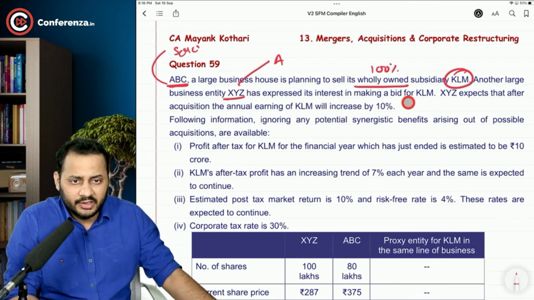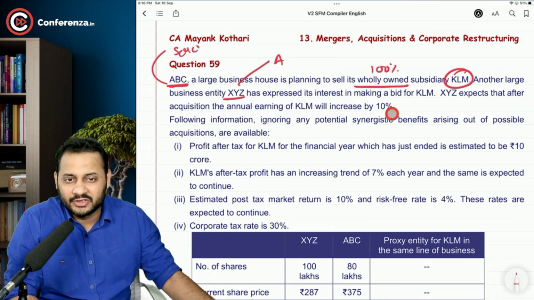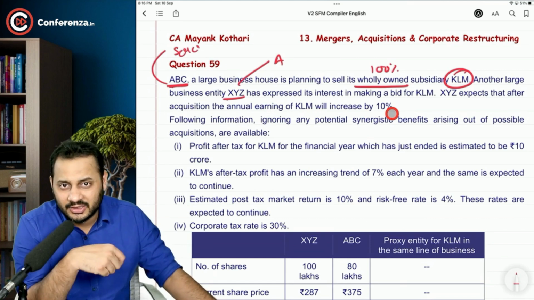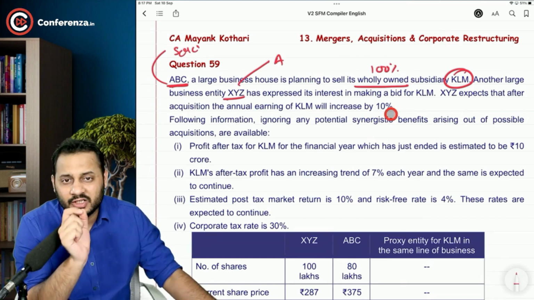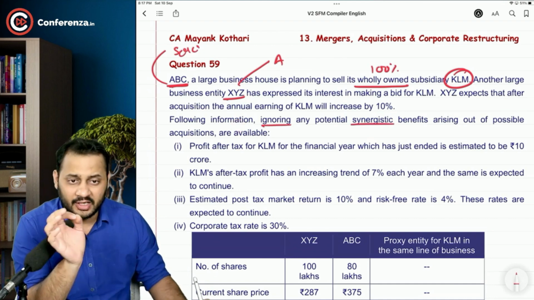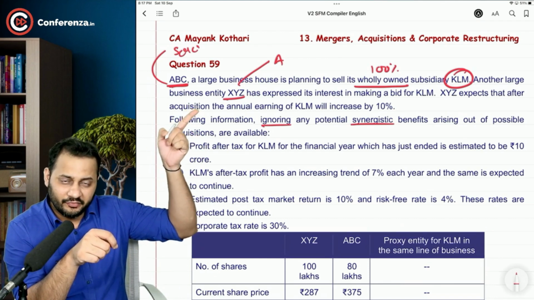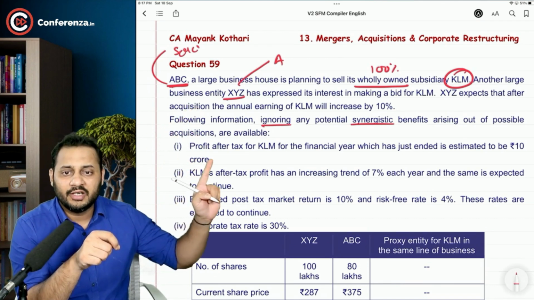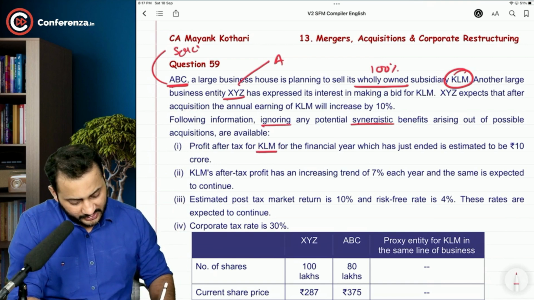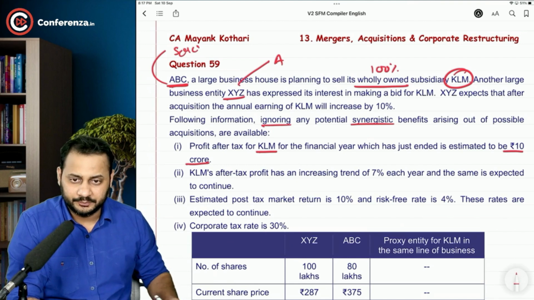Its interest in making a bid for KLM. Now, XYZ expects that after acquisition, the annual earning of KLM will increase by 10%, as it was given in the previous question also, that after I acquire this company, the earnings of that subsidiary will grow by 10%. Following information, ignoring any potential synergistic benefits arising out of the possible acquisition, that means this increase in 10%. Ignoring this increase of 10%, the data is given. The profit after tax of KLM for the financial year which has just ended is estimated to be 10 crore rupees.